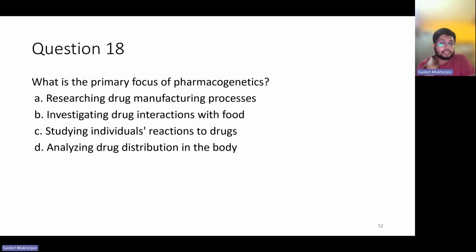Question 18, which is the last question of the day. What is the primary focus of pharmacogenetics? Is it A, researching drug manufacturing processes, B, investigating drug interactions with food, C, studying individuals' reaction to drugs, or D, analyzing drug distribution in the body? It's C, studying individuals' reaction to drugs.